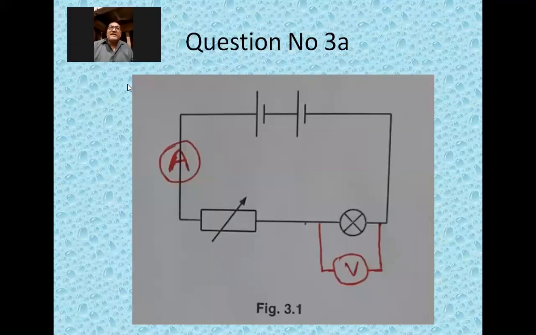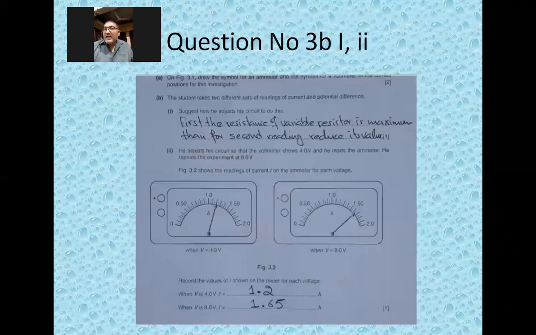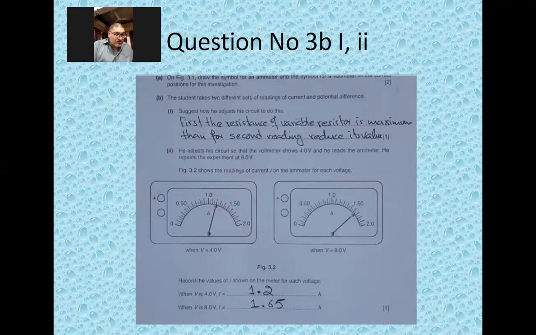Here you can see that I have put an ammeter here, which is in series with the lamp. And here we have put a voltmeter. That voltmeter is parallel to the lamp. This is how you connect those instruments. Okay, so the next question. He says, the student takes 2 different sets of readings of current and potential difference. Suggest how he adjusts his circuit to do this.